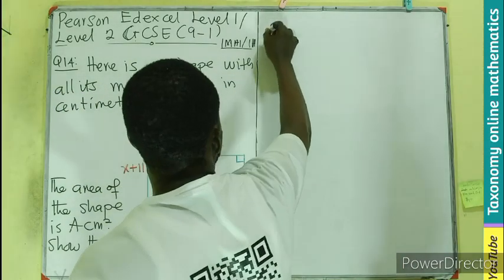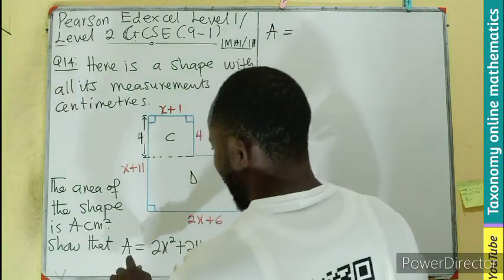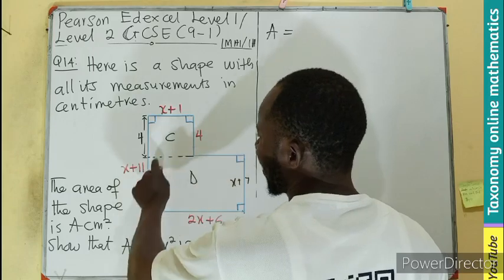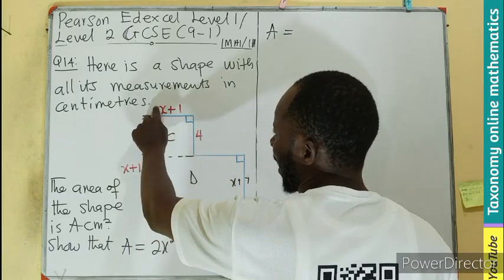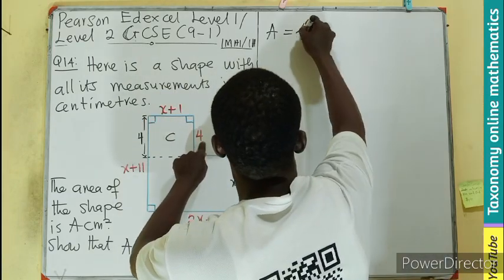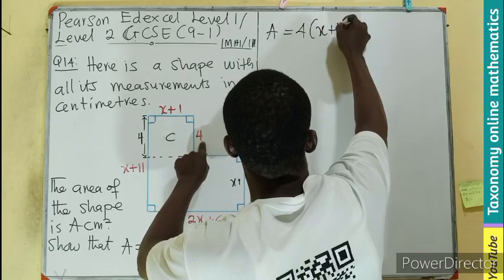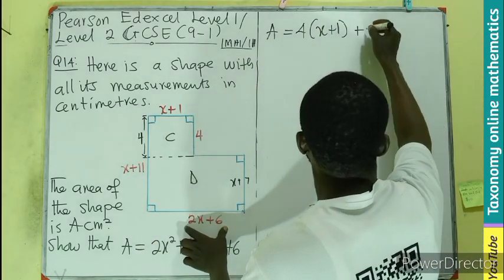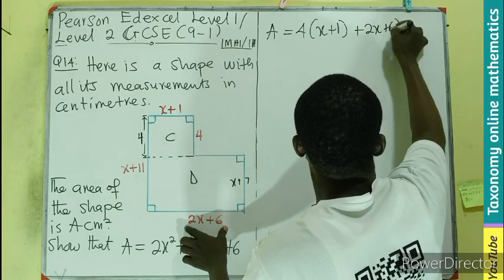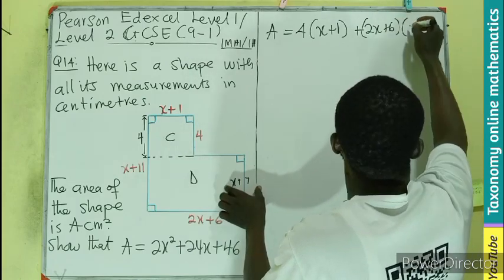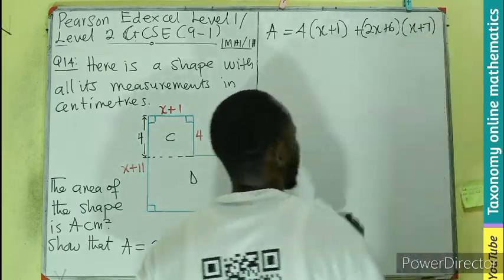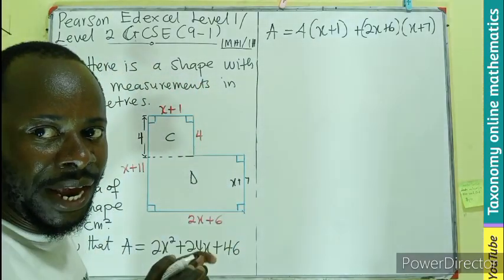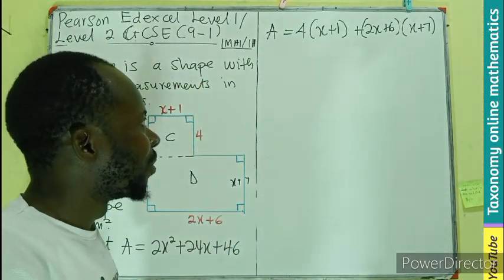So the area is nothing but the area of this, which is length times breadth. So 4 times x plus 1, plus the area of this, which is the length 2x plus 6 times the breadth x plus 7. So that is the total area of the two rectangles.